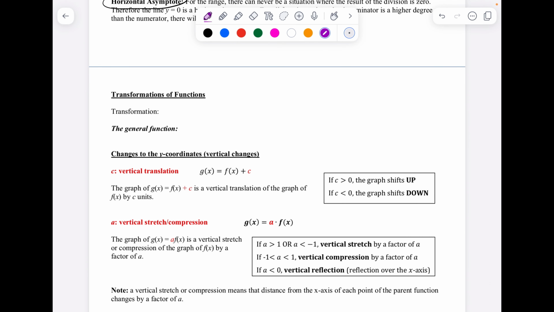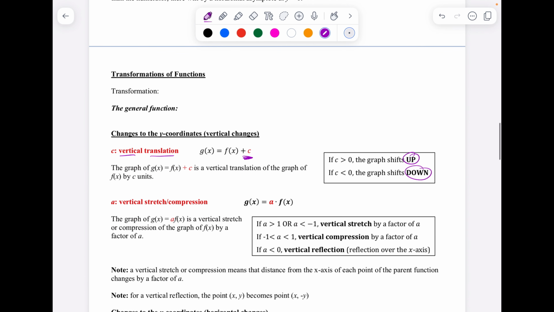Some things that we can do to transform functions: if we add a value to our function, that's called a vertical translation. That means it moves the graph up or down. If I multiply my function by a value, that's called a vertical stretch or a compression. It's a stretch if the a value is bigger than 1, and it's a compression if the a value is less than 1.